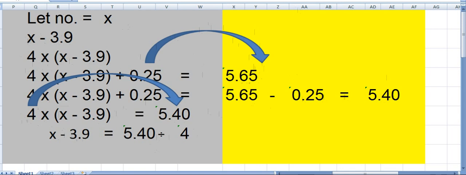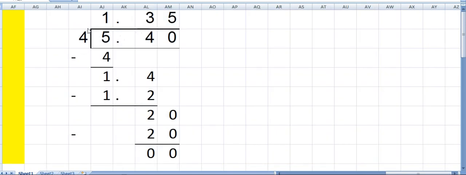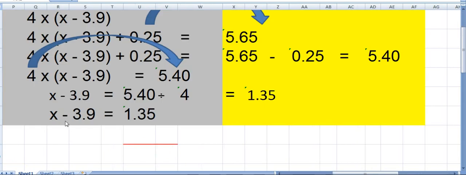Let's find the answer. See this, 5.40 divided by 4. 4 1s are 4, 1 remains, 0.4 over here. 4 3s are 12. Take the same decimal point here. 4 3s are 12, then 2 remains. This 0 comes down, 20, 4 5s are 20, 0. So the answer is 1.35. So x minus 3.9 equals 1.35.